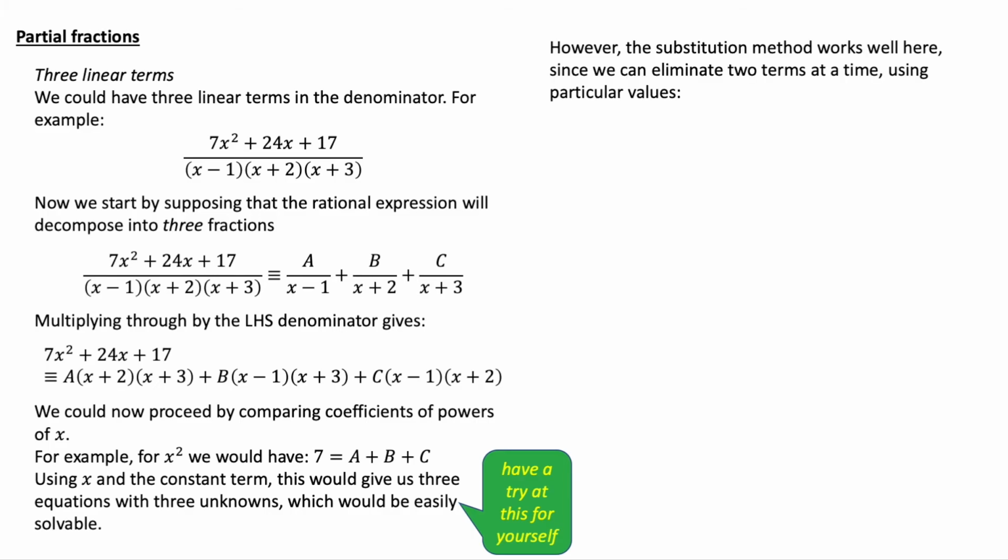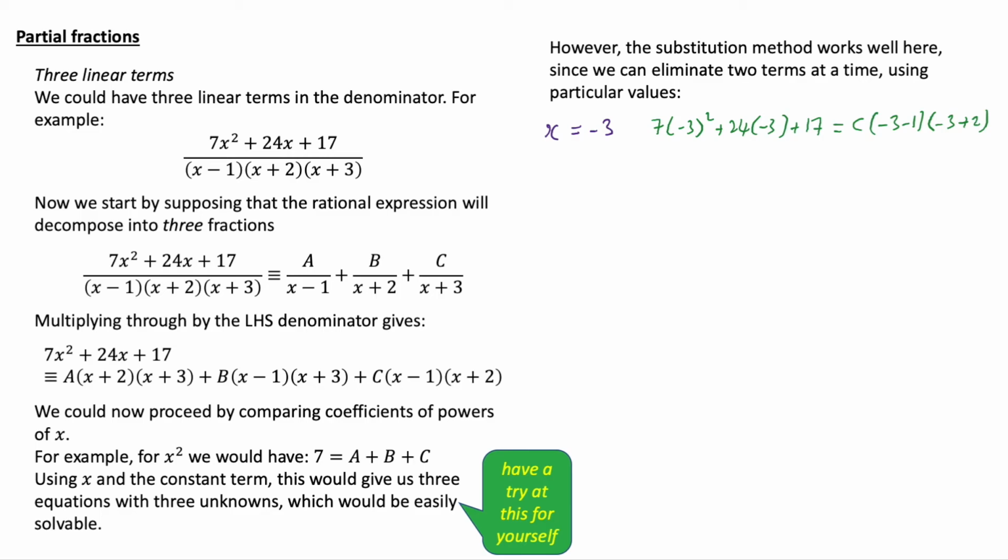What we're going to do is the substitution method, which works quite well here. We can eliminate 2 terms at a time using particular values. So we could start with x equals minus 3. Now that's going to get rid of the A term and the B term, because both of those have got the bracket x plus 3. When we put minus 3 into those, they become 0. So we're just left with our left hand side with the minus 3 substituted in, and the C part of the right hand side. So what do we get?